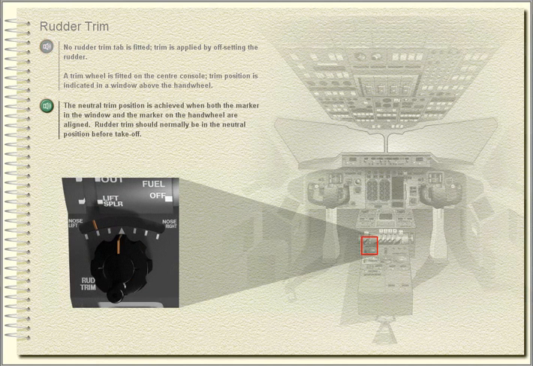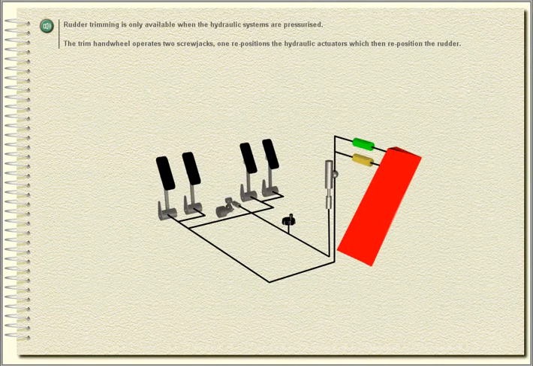The neutral trim position is achieved when both the marker in the window and the marker on the hand wheel are aligned. Rudder trim should normally be in the neutral position before takeoff. Rudder trimming is only available when the hydraulic systems are pressurized.